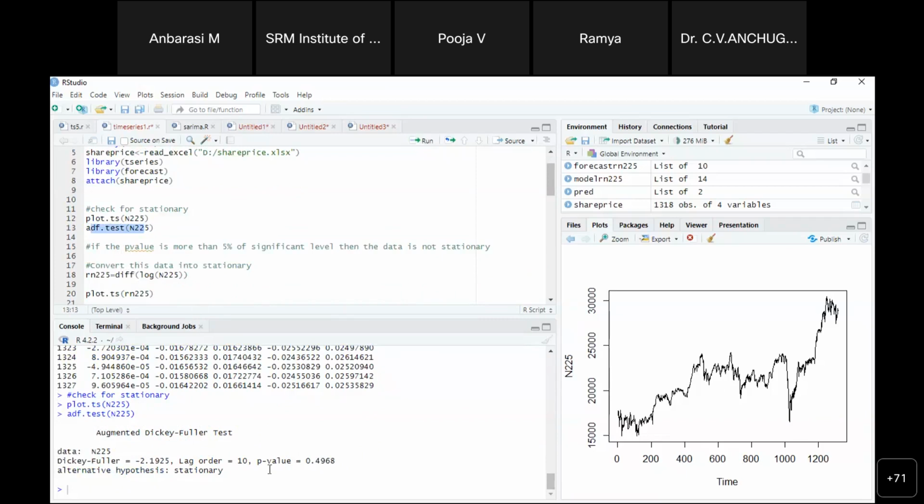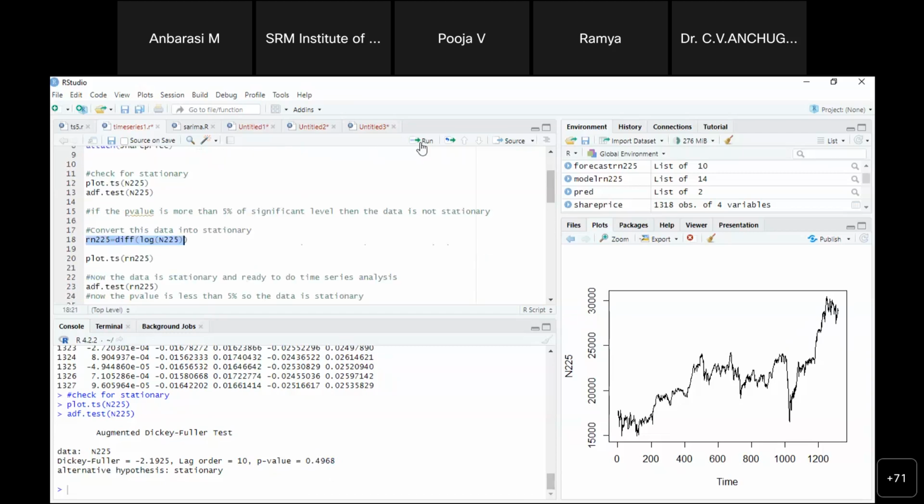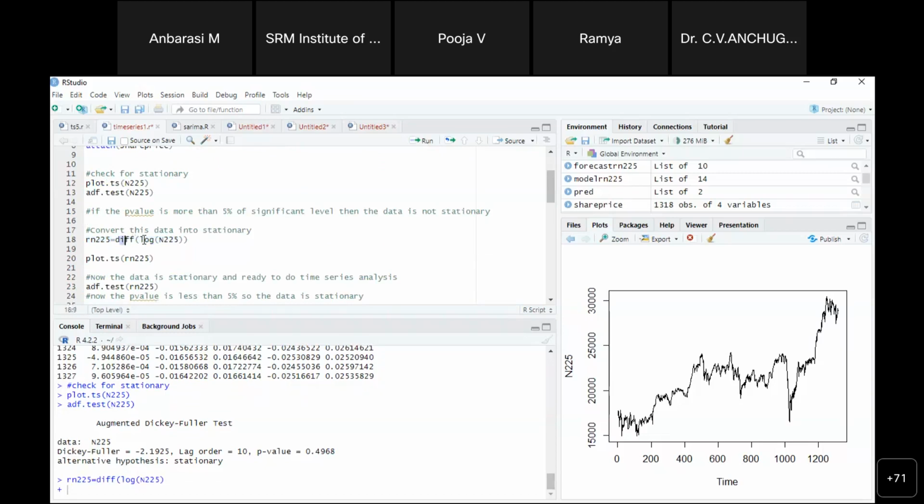Once you have run the ADF test, it will tell you the p-value. If you see 0.4968, that is above 0.1. If the p-value is above 0.1, it means the given data is not stationary. Then we have to convert the given data into a stationary one. So by using the diff function, we will convert the given data into a stationary series and store it into a vector.